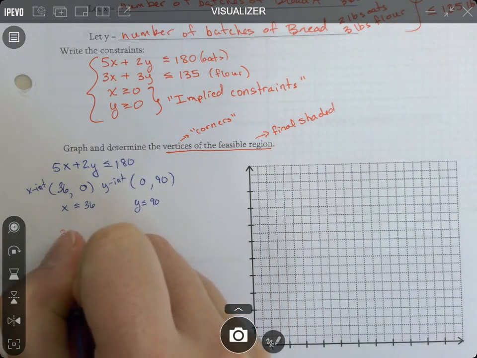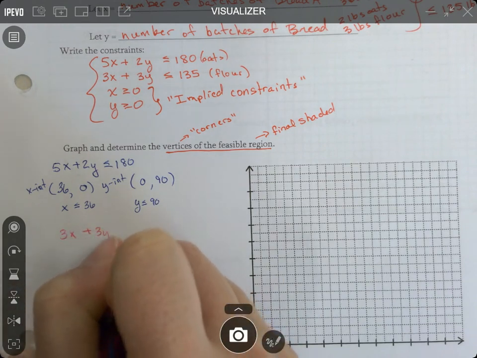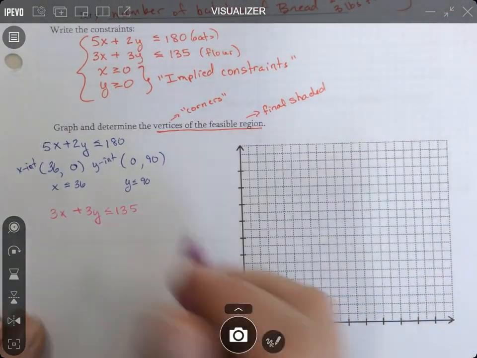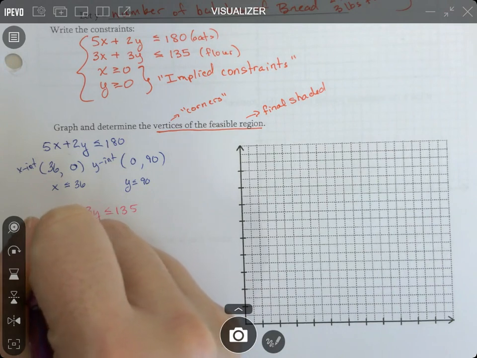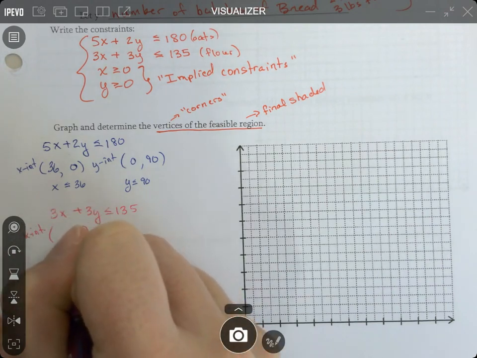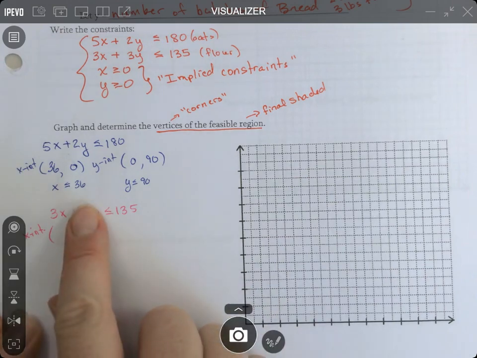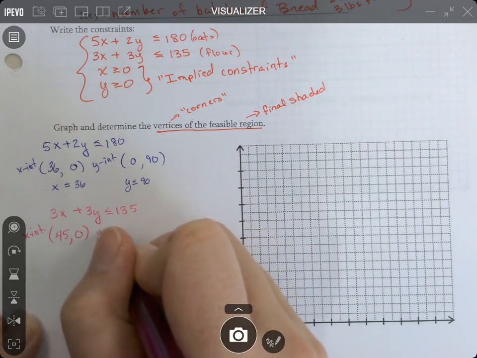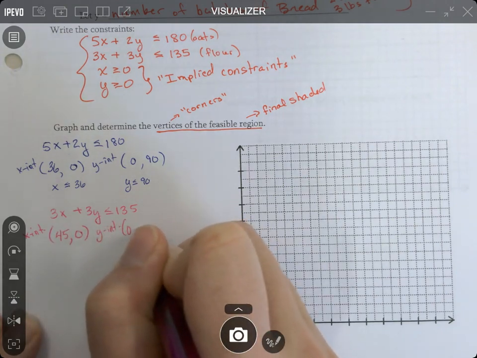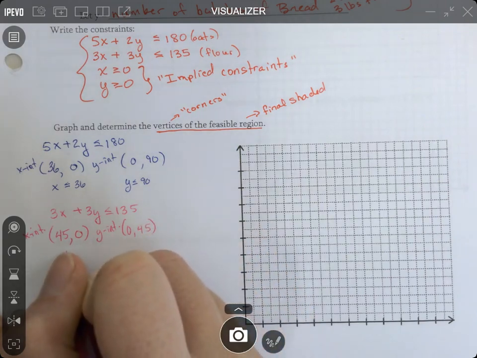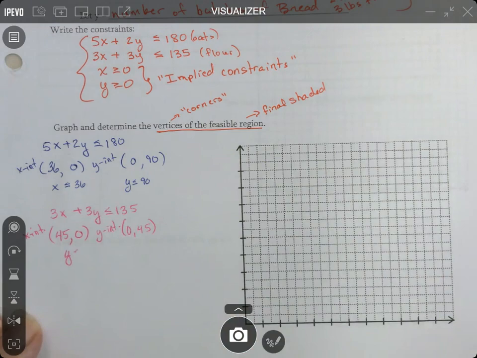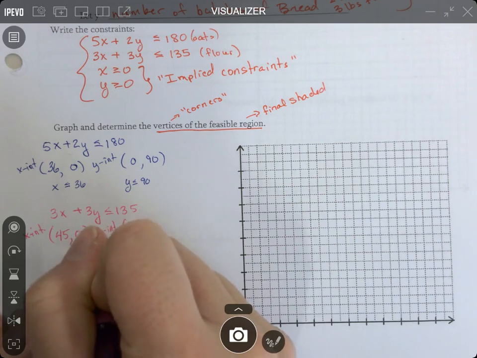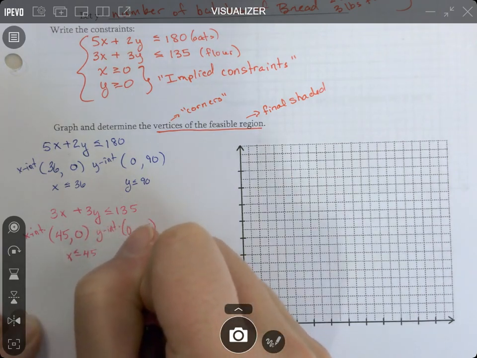So then I have 3x plus 3y is less than or equal to 135. So I'm just breaking everything down. X-intercept, put 0 in. That would wipe this out, and I would divide both sides by 3, and I get 45. And the y-intercept is going to end up being the same, 0, 45. Both of them were less than or equal to, so that's going to help me with shading. X is less than or equal to 45. Y was less than or equal to 45.